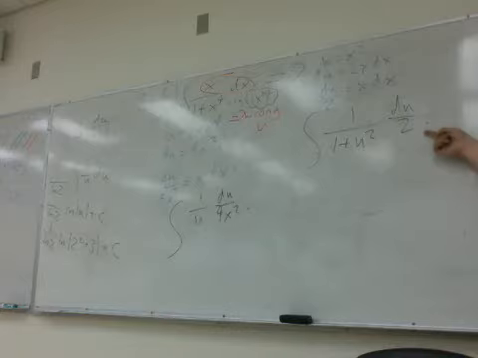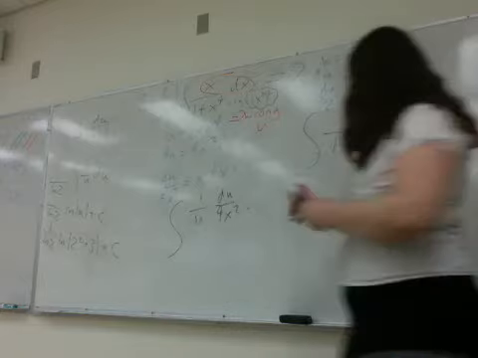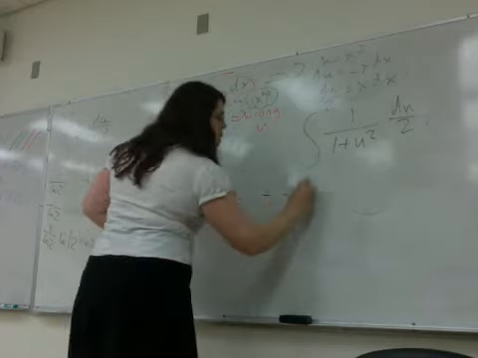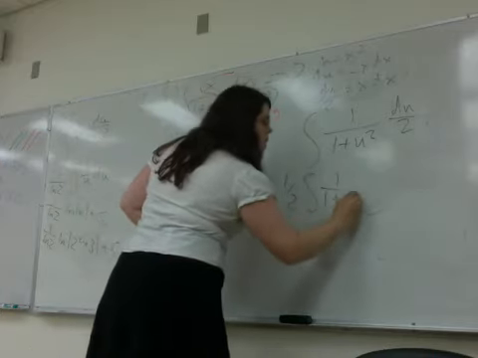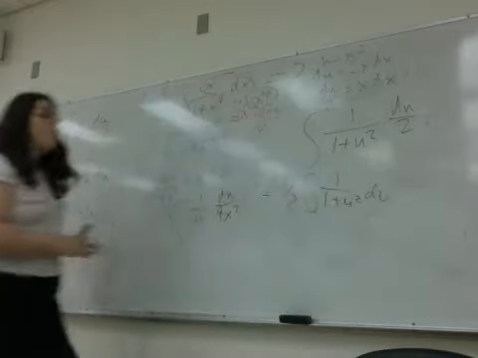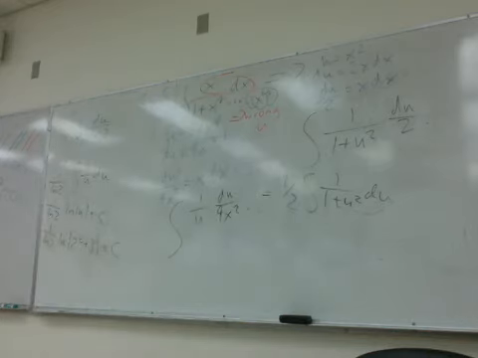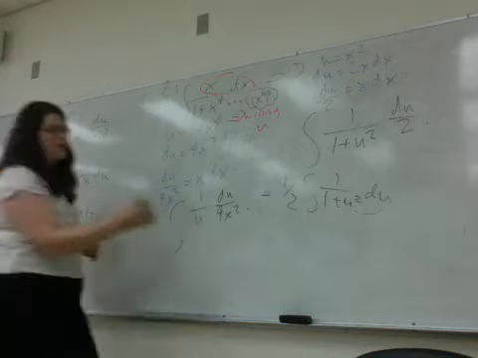Again, this 1 half now is a constant. I can pull it out front. And 1 over 1 plus u squared, that's an integral we know how to do. That's tan inverse, or arctan.